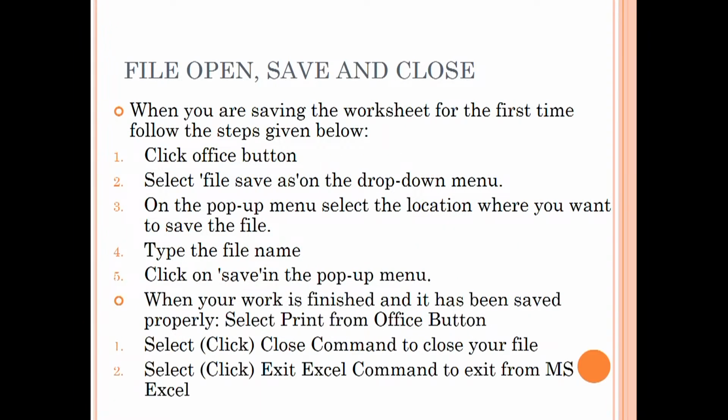So when you are saving the worksheet for the first time, you have to follow some steps. First is click Office button, select File Save As on the drop down menu. On the pop-up menu, select the location where you want to save the file and then type the file name. Click on Save in the pop-up menu.